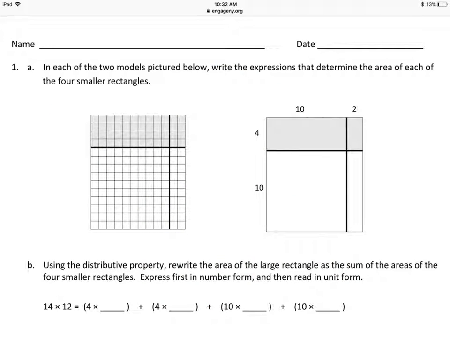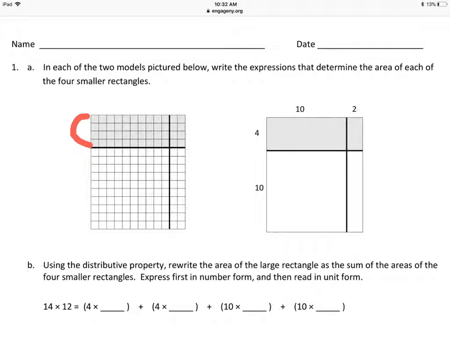Now we will show the partial products method on a grid or graph paper. All right. So the problem here is 12 times 14. And as you can see, we separated it in the boxes already. We have 10 and 2, and 4 and 10. And as shown on the grid paper, you can see clearly as it is 4.